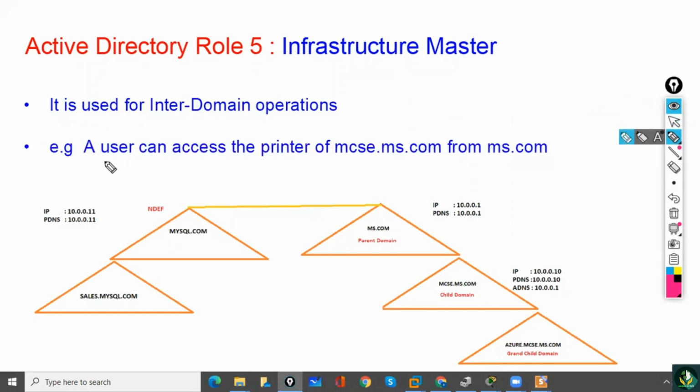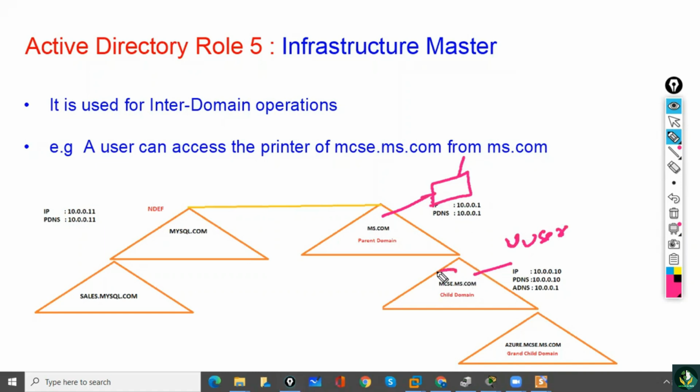So for example, a user can access the printer of mcsc.ms.com from ms.com. So it is used for inter-domain operation. Okay, let us try to understand. So this ms.com is having one printer. Okay, in this domain, it is having one printer, and user from mcsc.ms.com, m user, wants to print some documents.